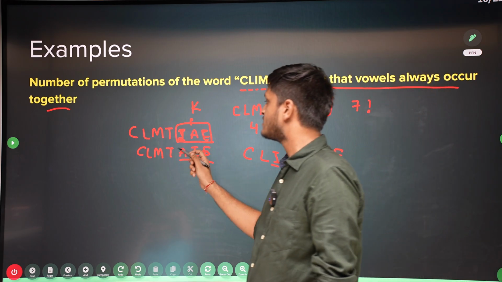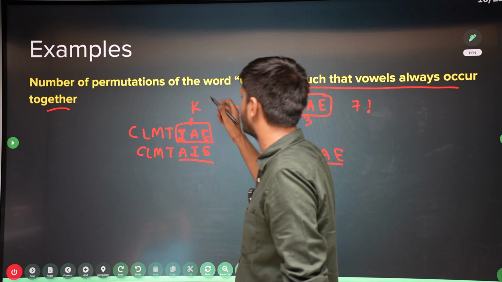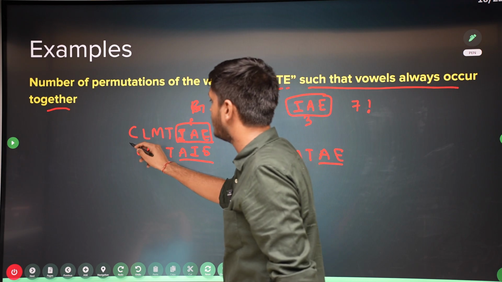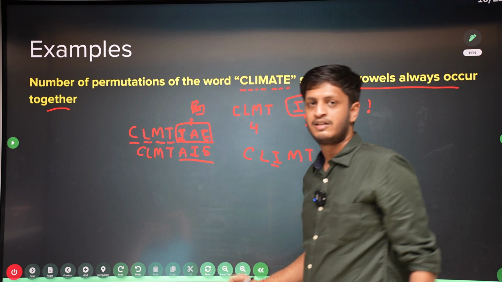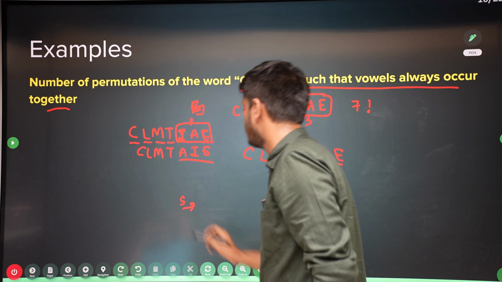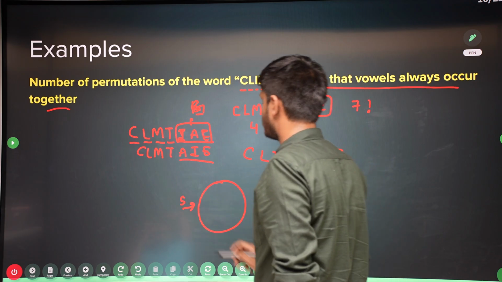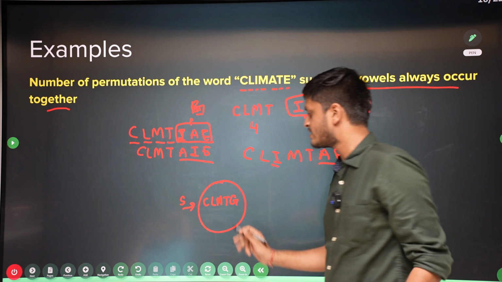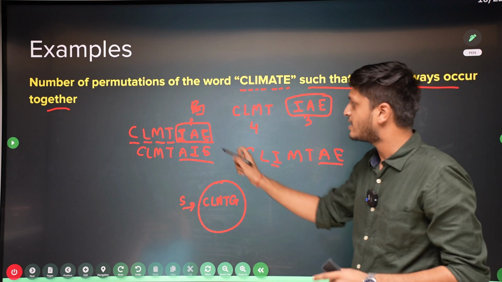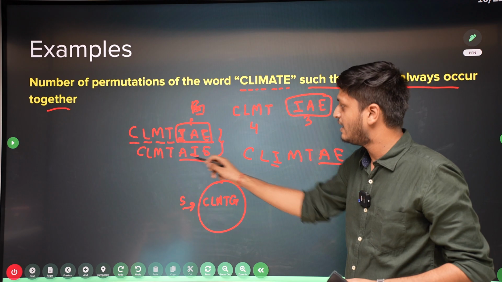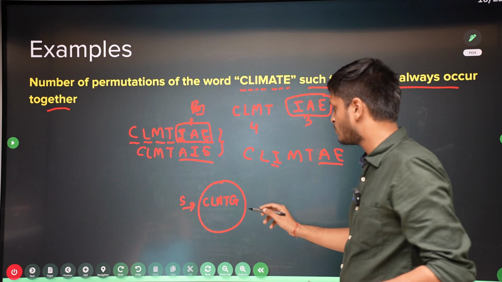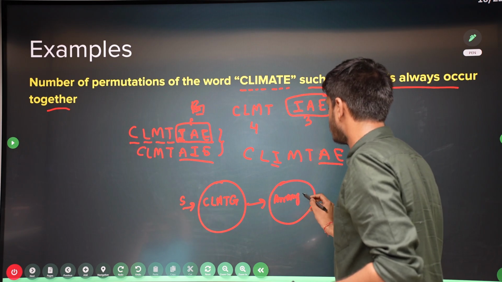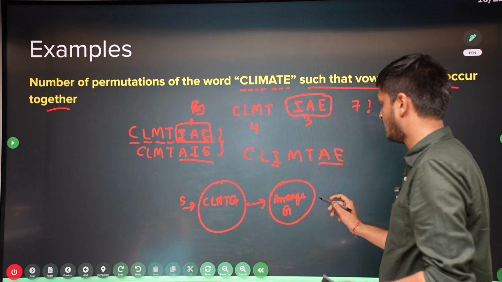So now what happens is I have made this group that comes together. Let's use group G. So this group always comes together. So in how many ways can I arrange C, L, M, T and this group G? Consider this as a task. Your first task is to arrange C, L, M, T and G. Just arrange this. But here there will be some issues, right? Because IAE and AIE can again shuffle among themselves. So then I will do another task: arrange the letters in G among themselves, and that will be my end.